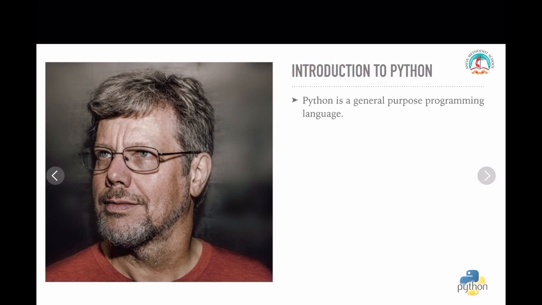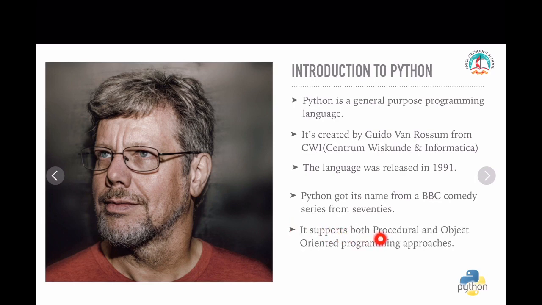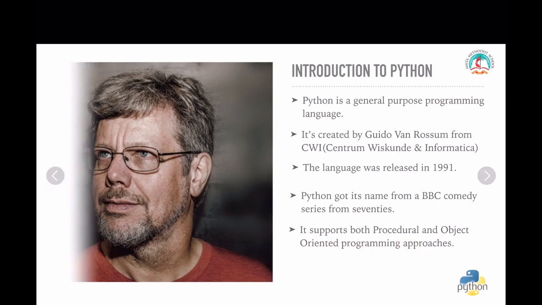The first thing is Python is a general purpose programming language, and it was created by Guido van Rossum, shown in the picture, from CWI Informatics. The third point is the language was released in 1991. The next point is Python got its name from a BBC comedy series which ran in the 70s. The last one is it supports both procedural and object-oriented programming approaches.